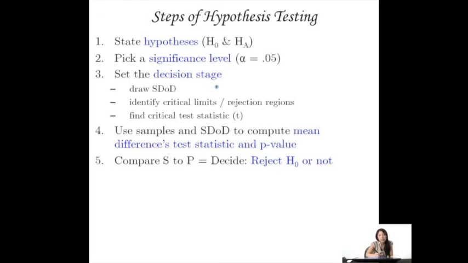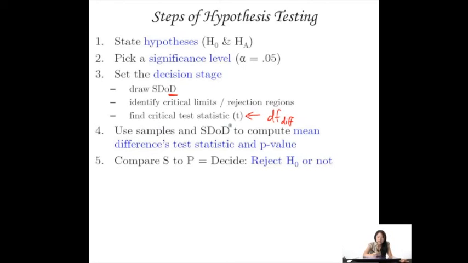Then we set a decision stage. But instead of drawing the SDOM, now we draw the SDOD, right? Because now we're looking at the differences between these two means. We identify critical limits and rejection regions. We also find the critical test statistic, the boundaries, right? And in order to do this, we have to find the degrees of freedom for the difference, right? We can't just use the degrees of freedom for one, degrees of freedom for the other. We have to actually add them together.